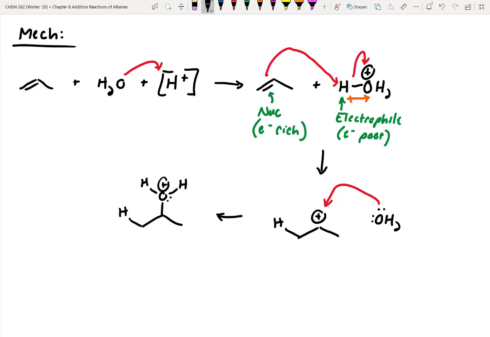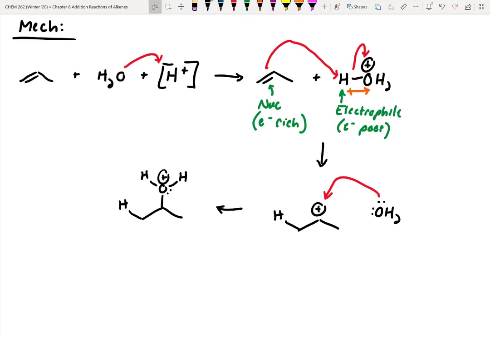Okay, that gives us an intermediate where the water that added in, that oxygen, has a positive charge, right? Because it still has both of its protons on there. What do you think the last step's likely going to be? Deprotonation. So oftentimes when you do this reaction, we'll even write this over here, you have excess water. And this excess water is actually going to facilitate the proton transfer in your next step.